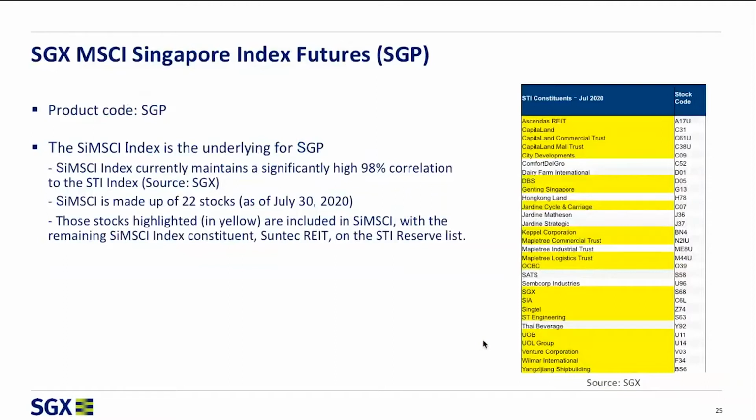Now, the product code for SiMSCI is SGP. However, when we are trading, we don't really call it SGP. We always like to say, hey, look, let's trade the SiMSCI index. Let's trade the SiMSCI.